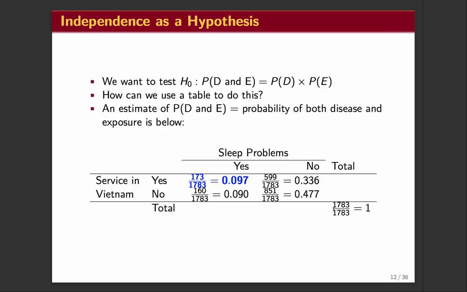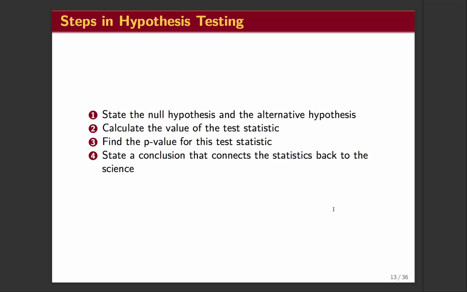Okay, it's going to feel now like we're just returning to things we've done already. That's a good thing. Hypothesis testing has a standardized set of steps. We are going to state our null and the alternative. We're going to calculate the value of our test statistic. We're going to find the p-value, and then we're going to state a conclusion. So given what we've actually developed up to this point, what's our null hypothesis going to be for this type of scenario?